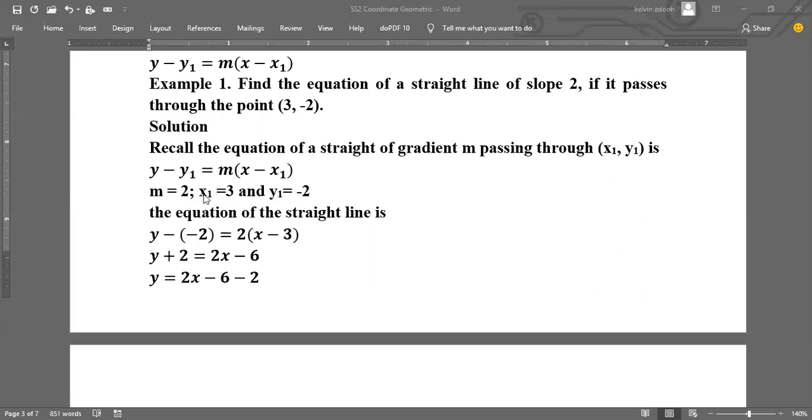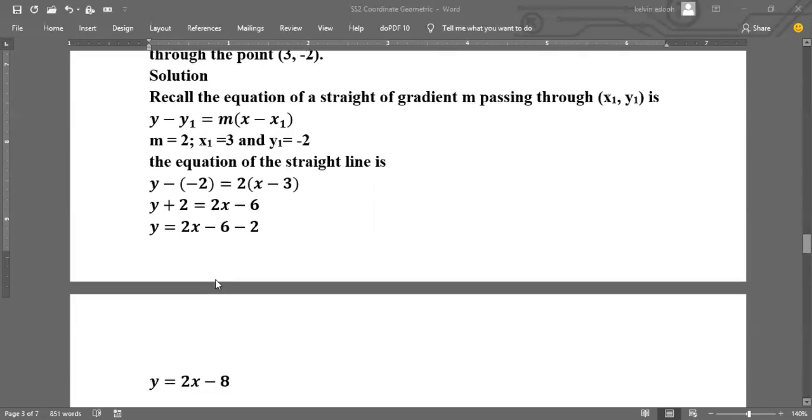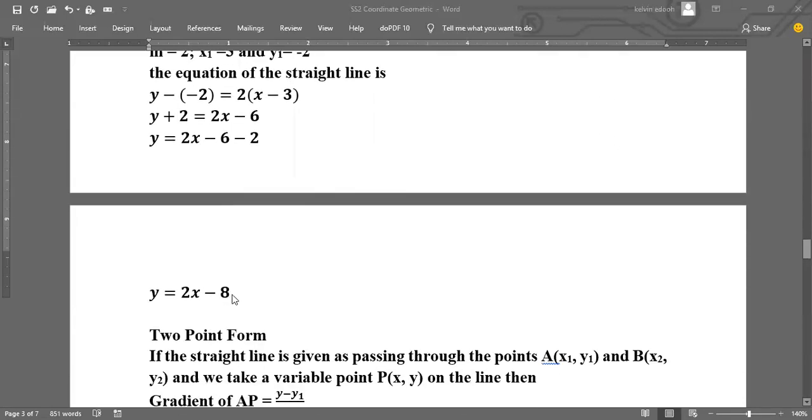So we can just substitute into the equation. That will give us the equation of the straight line. So y minus y1, where y1 is minus 2, equals the gradient 2 into x minus x1, which is 3. If you simplify that, you just have this equation. So this is the equation of the straight line.